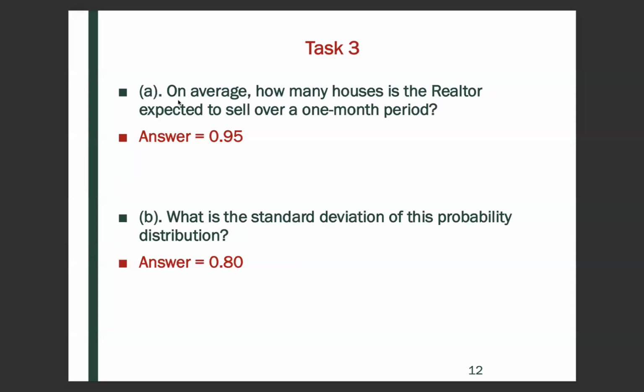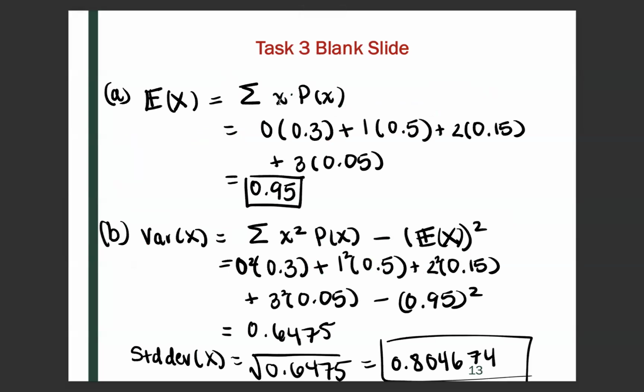So here, this keyword expected is signaling that we're going to want to take, or on average, that's another keyword, how many houses is a realtor expected to sell? So this is essentially asking us to take the expectation. So in order to take the expectation of X, we're going to do the sum of our x times the probability of x.